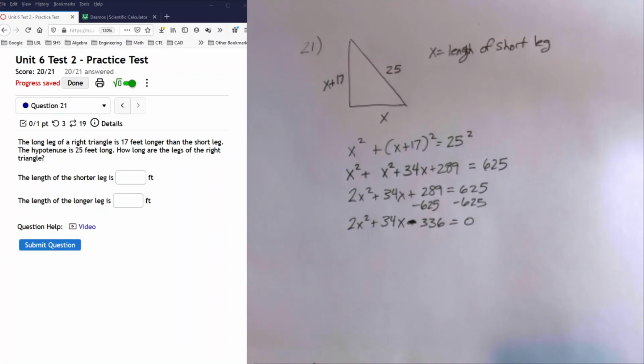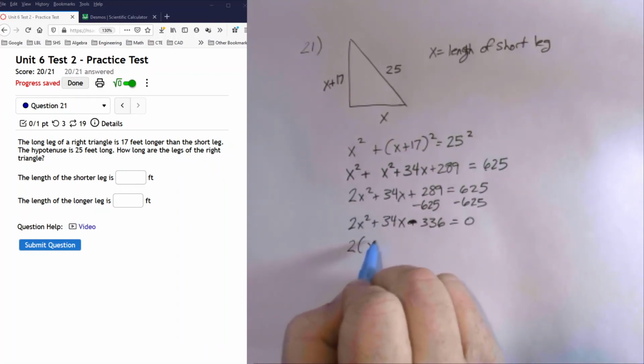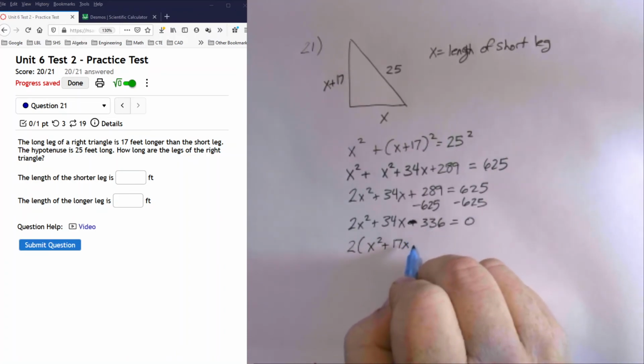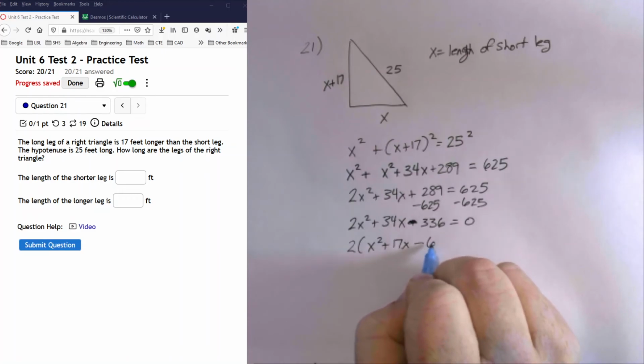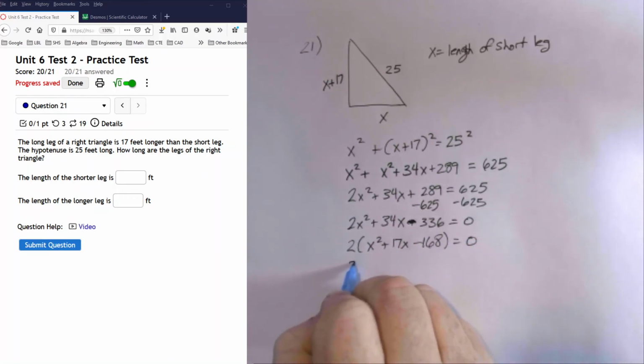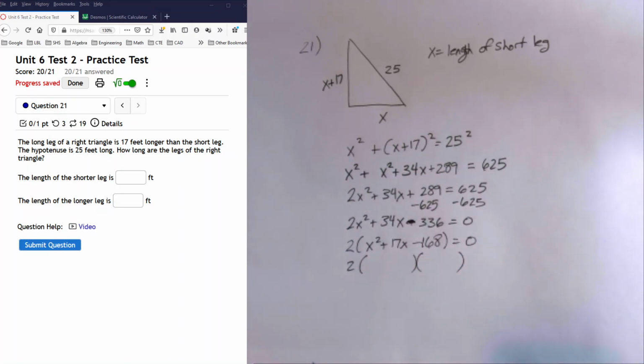Okay, so we want to try to factor this. I have a common factor here, so I have x squared plus 17x, and half of 336 is 168, so minus 168 is equal to 0. And then I need to find the factors of 168, right, that add up to 17.